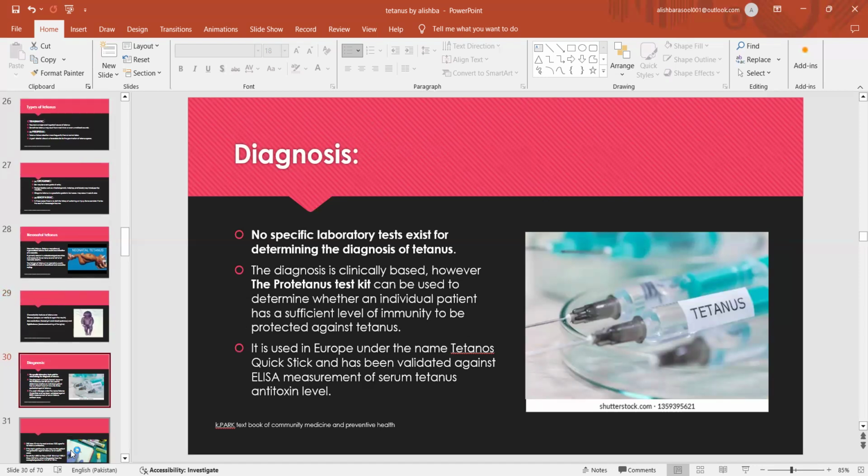There are Pro-Tetanus test kits that can be used to determine whether an individual patient has a sufficient level of immunity to be protected against tetanus. It is used in Europe under the name Tetanus Quick Stick, which has been validated against ELISA measurement of serum tetanus antitoxin level.